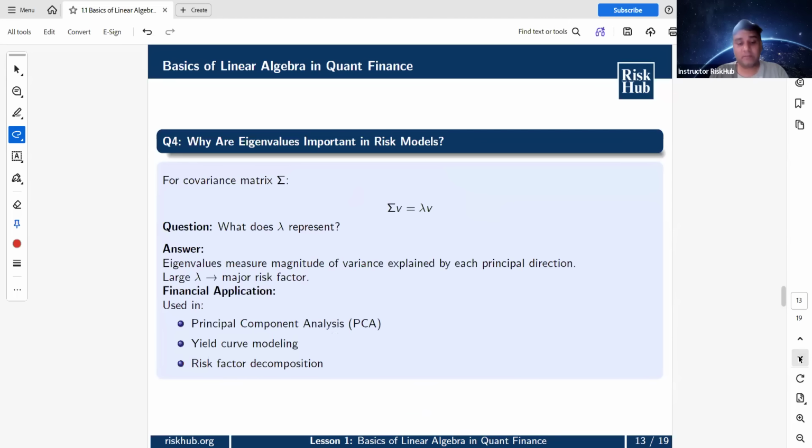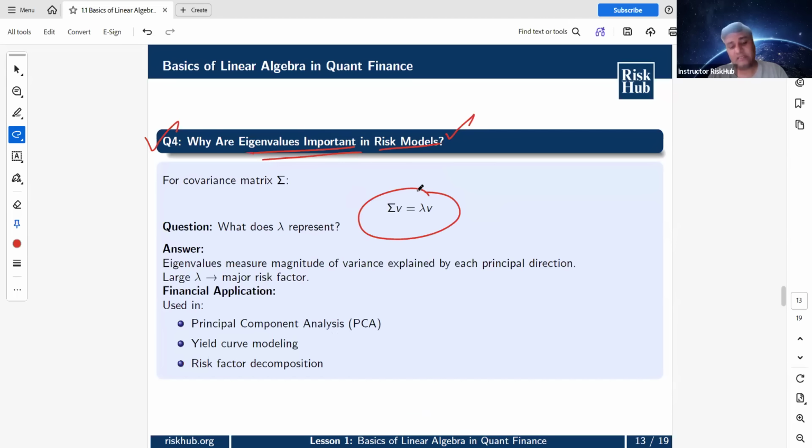Then we get into your next part, which is why are eigenvalues important in your risk model. I covered this in the previous topic also, to be fair, right? See, here we are entering into high-level quant finance, right? The equation, if you look at it, is given here, right? So this is the eigenvalue equation, right? Now, what is happening here?